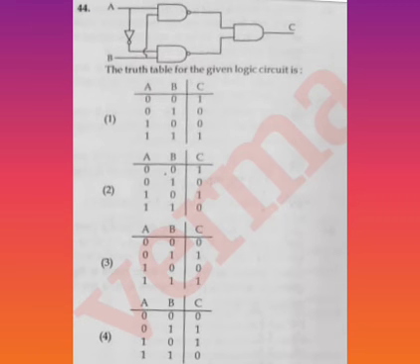As you are seeing a circuit diagram, the truth table for the given logic circuit is option 1, 2, 3 and 4. The correct answer of this question is option 2, in which for A, B: 0, 0, then C is equal to 1; 0, 1 gives 0; 1, 0 gives 1; and 1, 1 gives 0. Next, question number 45.